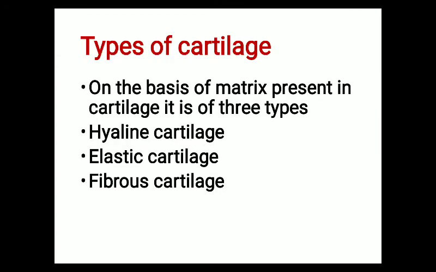Next one is types of cartilage. On the basis of matrix present in cartilage, it is of three different types: hyaline cartilage, elastic cartilage, and fibrous cartilage. So on what basis have we categorized? On the basis of matrix. So the first one is hyaline cartilage.